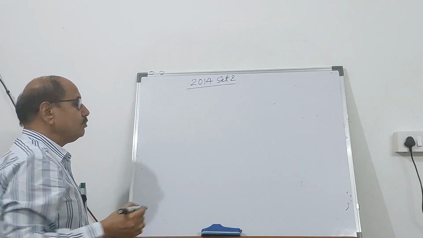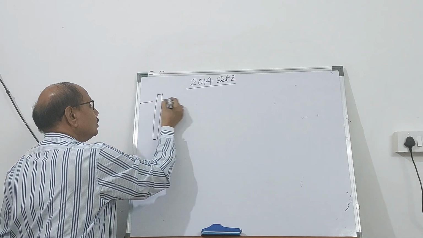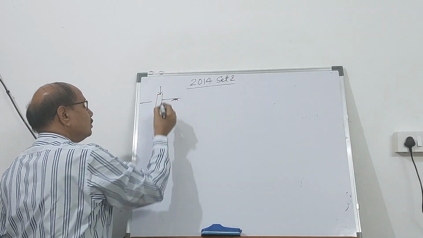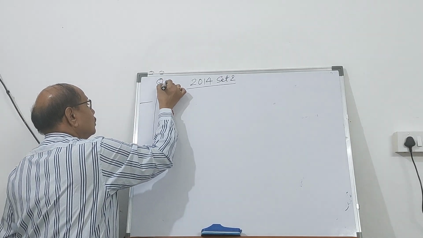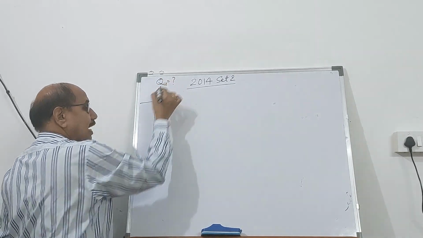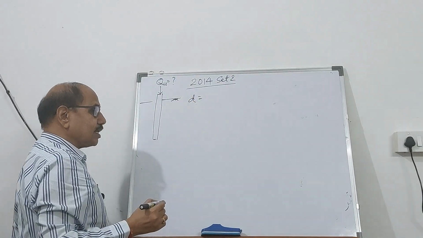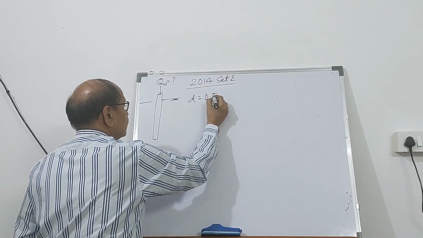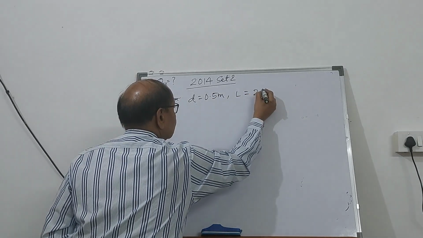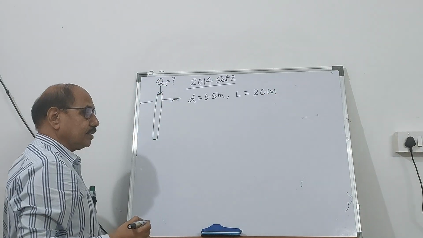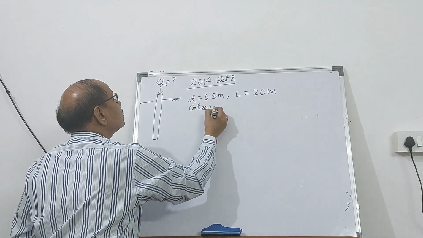Here in this problem, you have a pile embedded into the ground. You need to find out the ultimate load carrying capacity of this pile. The details of the pile are known to you: 0.5 meter diameter, and the length of the pile is 20 meter. And it is embedded in cohesionless ground.